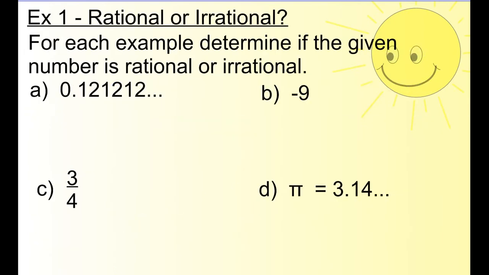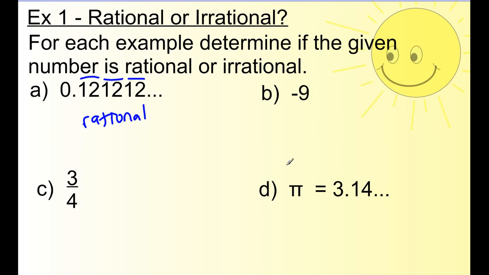So, in these first problems here, what they ask us to do, it says for each example, determine if the number is rational or irrational. The definition we said for rational is if the number is terminating or repeating. This decimal repeats 1, 2, 1, 2, 1, 2. It has this repeating pattern. Because it has a repeating pattern, this number is rational. And that's how we know. This is a repeating decimal.